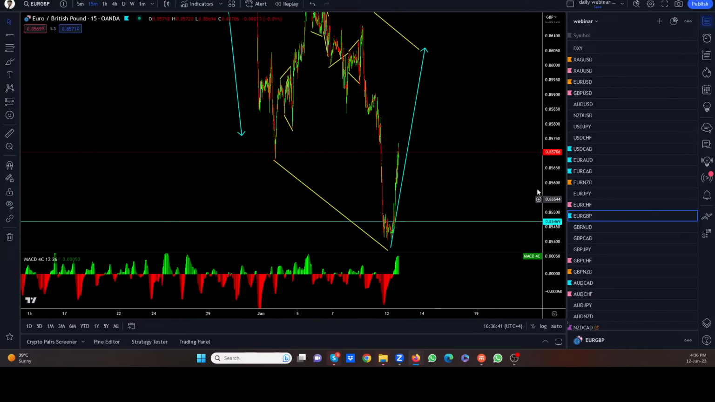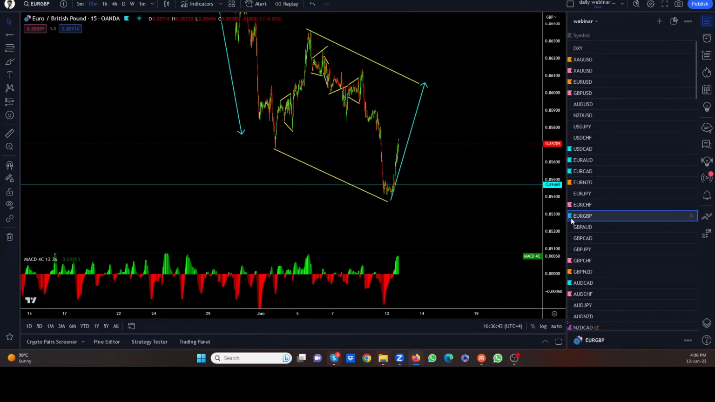Euro pound, I like this trade, wait for a flag buy. So this is wait for a flag now. Oh yeah, we're waiting for a flag to buy, sorry. Wait for a flag buy and make a small flag here, we'll buy it.